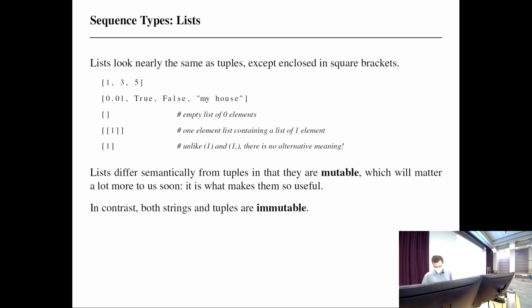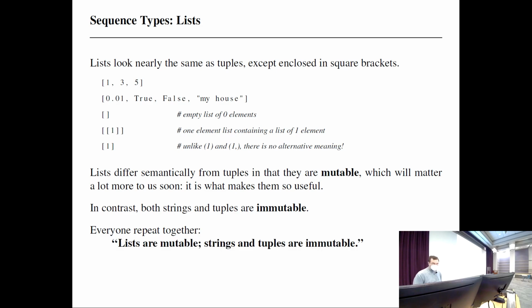They're not. And so at this point I ask you all to take the CS1 pledge and repeat after me. Lists are mutable, strings and tuples are immutable. Lists are mutable, strings and tuples are immutable. One more time. Lists are mutable, strings and tuples are immutable. Remember that, because you will screw it up. What does it mean?